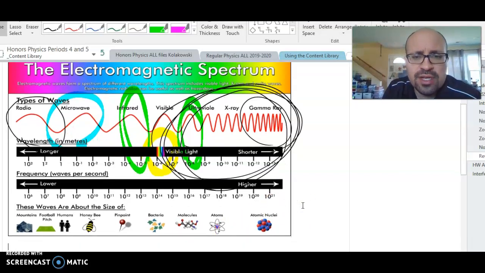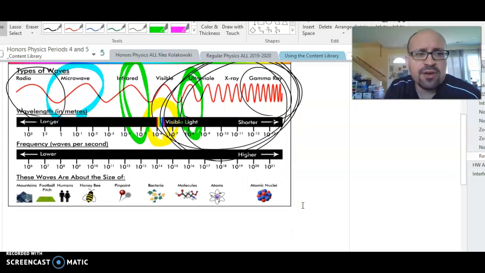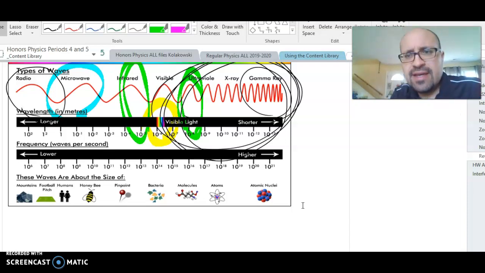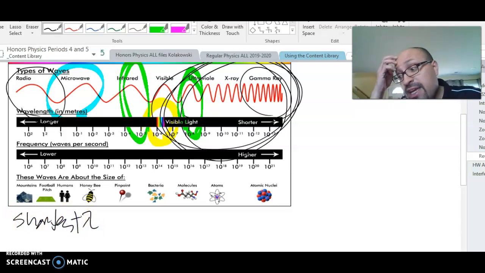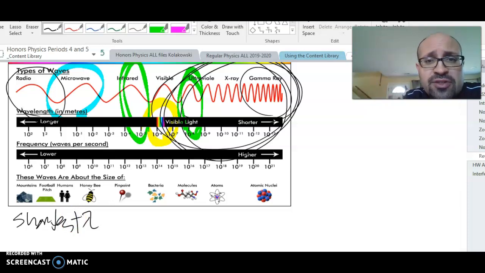So just to give you a quick recap of some of the takeaways, if we take a careful look here, let me add some notes. Our shortest wavelength radiation, the smallest wavelengths, are going to be there towards the gamma radiation side.